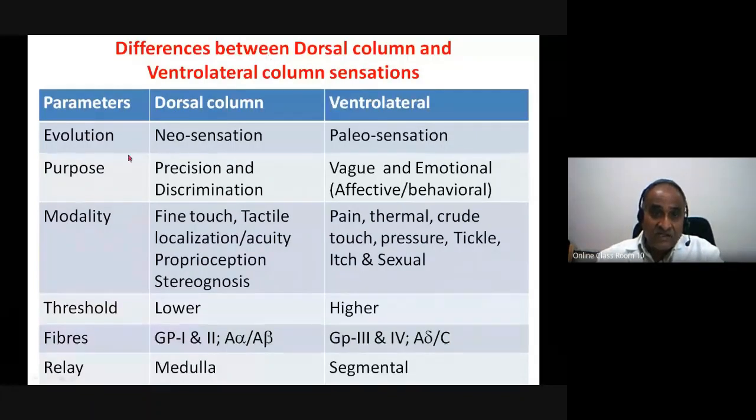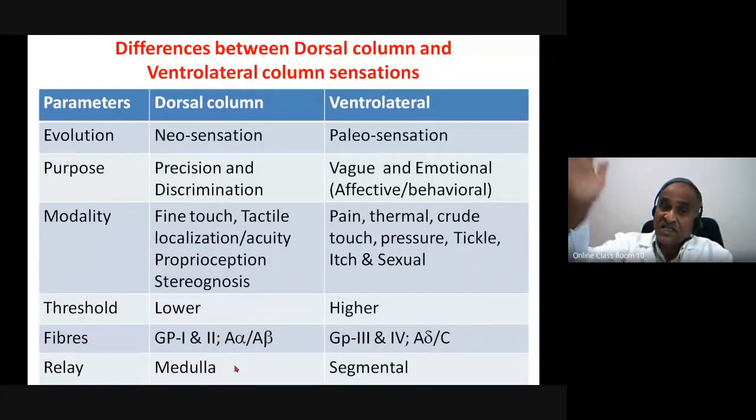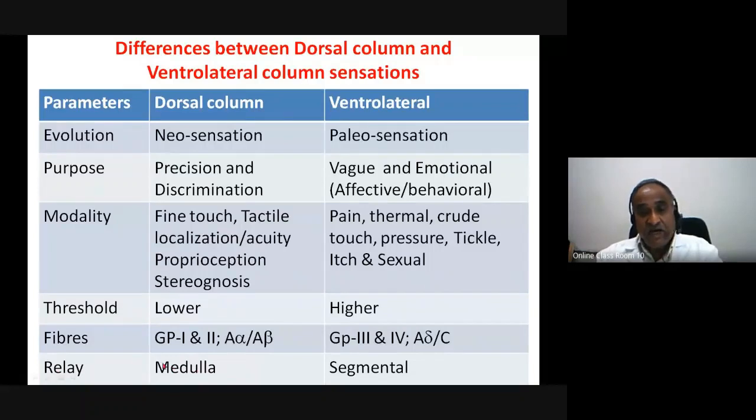Then where are these fibers relayed? The dorsal column fibers are relayed in the medulla, because what happens in the dorsal column is it ascends as fasciculus gracilis and fasciculus cuneatus, reaches the medulla, relays in nucleus gracilis and nucleus cuneatus, crosses over, and then ascends as the medial lemniscal bundle. So that is crossing in the medulla. Here it is crossing at the segmental level, especially lamina 5 of the segment, or lamina 1, 2, 3, 4, 5 of the segment.